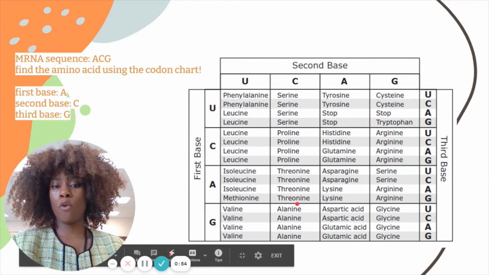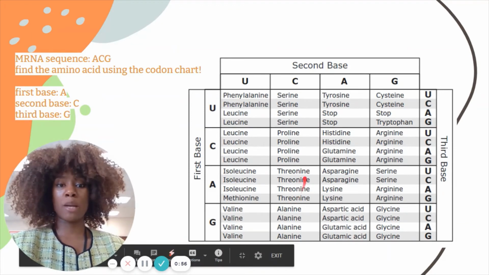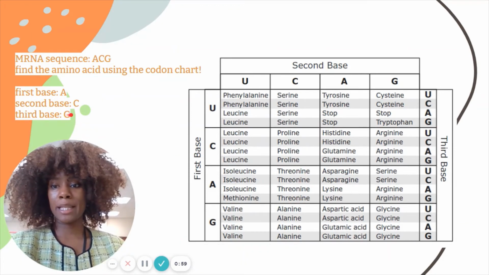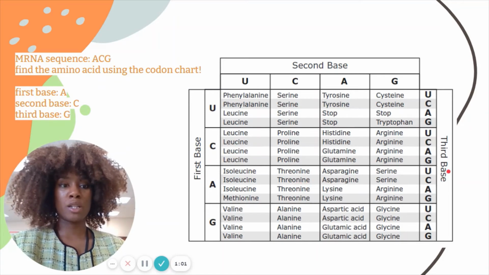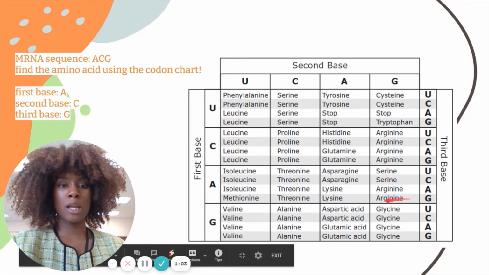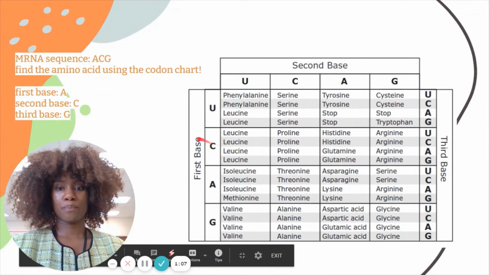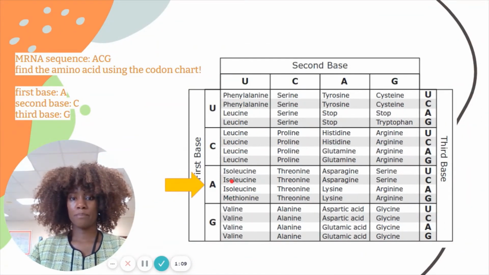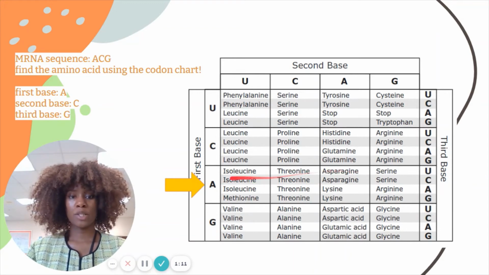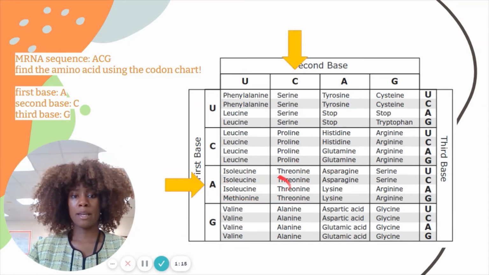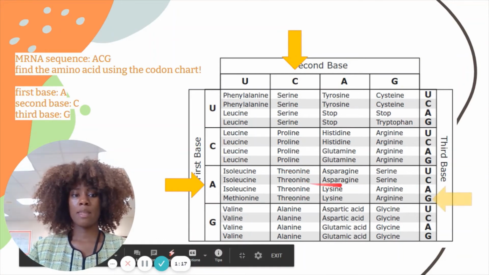Now it's one of these 4. How do I know which 4? I'm going to look at my third base. Third base says G, so I'm going to come over here. Third base, find G, come over here. Boom. That's it right there. So it's somewhere in here for A, C means it's definitely in this box, and then G, it's definitely this one right here.